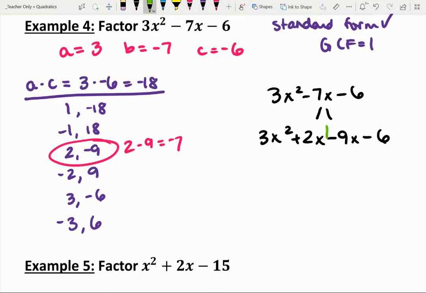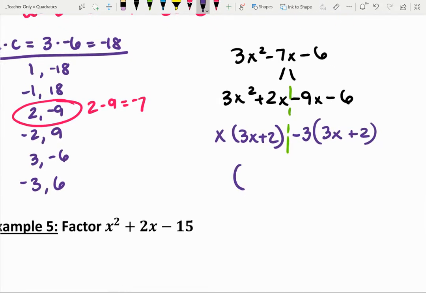And when I factor out the greatest common factor of each pair, I'm going to get x times 3x plus 2. And remember, I need my remainder to be 3x plus 2. So I have to be really careful with what I factor out of that second pair, 9x and minus 6. So I'm going to factor out a negative 3, so that I'm left behind with a positive 3x and a positive 2, which means that my factored form is 3x plus 2 and x minus 3.